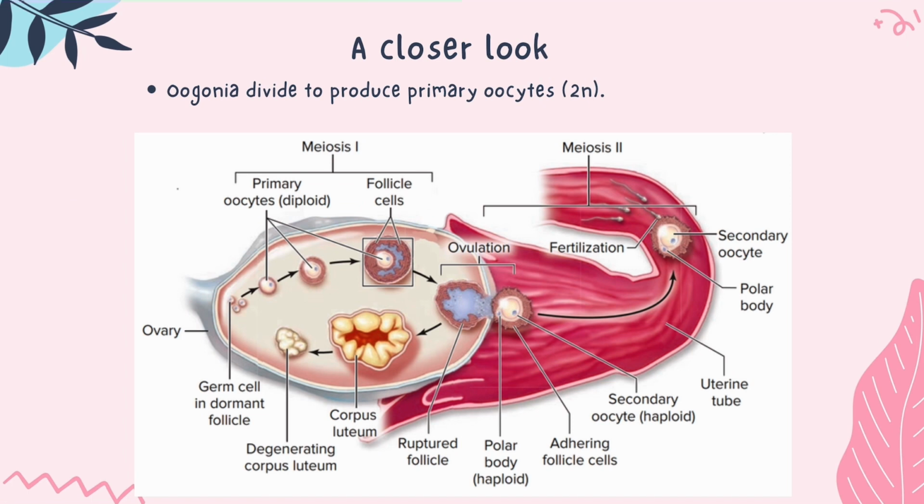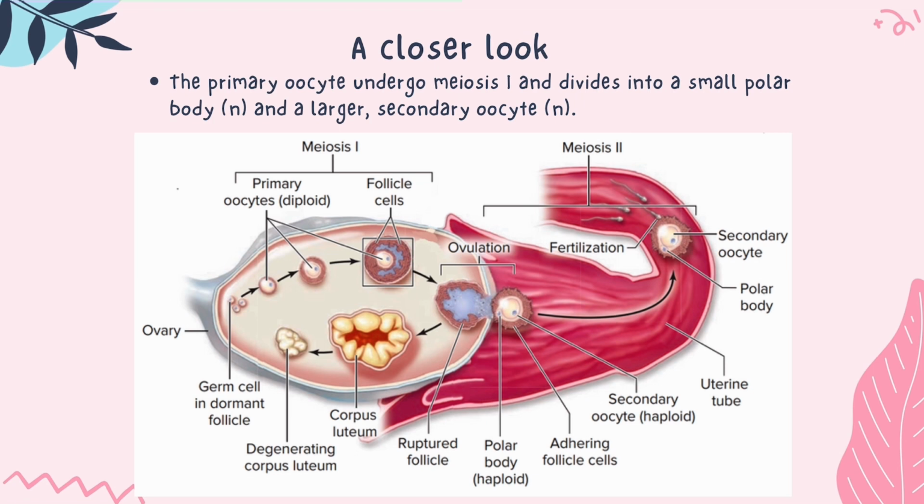Now, let us have a closer look at what oogenesis is. Oogenesis starts prenatally with primordial germ cells, or PGCs, migrating to the ovaries and dividing mitotically to produce oogonia. Oogonia then undergo further mitosis and differentiation to become diploid primary oocytes. Primary oocytes enter meiosis but are arrested at prophase I, a stage that lasts until puberty.